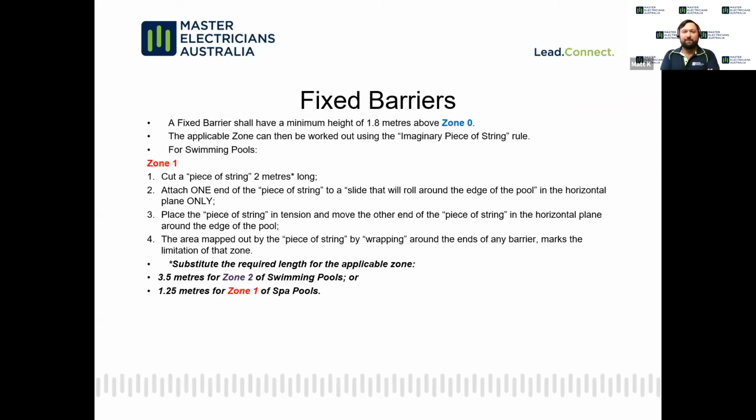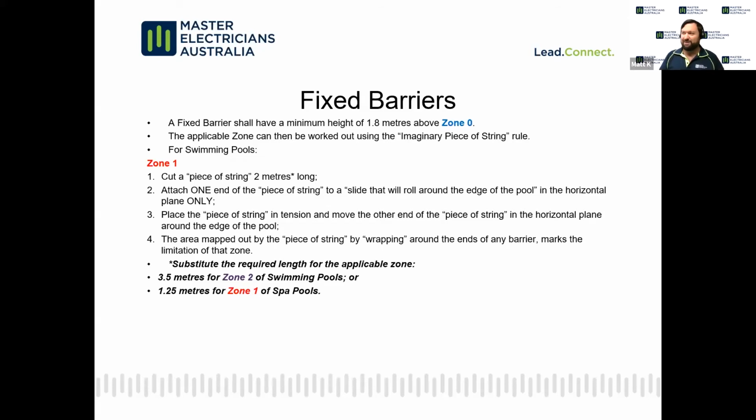So if we've got a fixed barrier and we're wanting to use it to limit our zones, okay? If we've got a piece of string and we cut it at 2 metres long, that's going to give us zone 1 for our swimming pool that's greater than 5,000 litres, okay? We have one end of that piece of string, and it's going to slide around the inside edge of our swimming pool. The other end is going to sweep out and mark out the extent of our zone 1, okay, and where it wraps around that barrier, that provides the extent of zone 1.